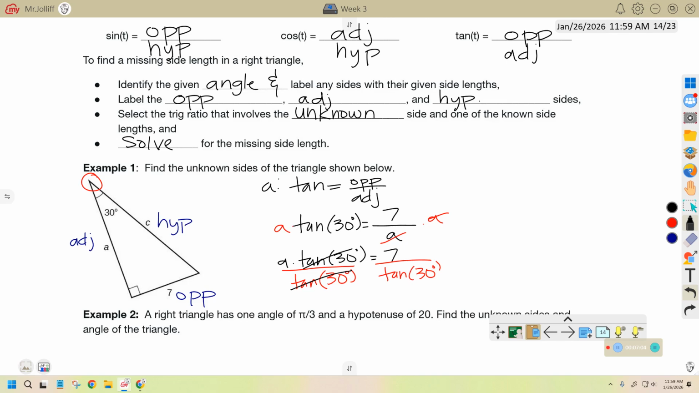So here that's going to cancel. So A is equal to 7 divided by tangent of 30. On your calculator, make sure that your calculator is in degree mode. And we want to know what 7 divided by tan 30 is. And we're going to round to the 10ths place today.